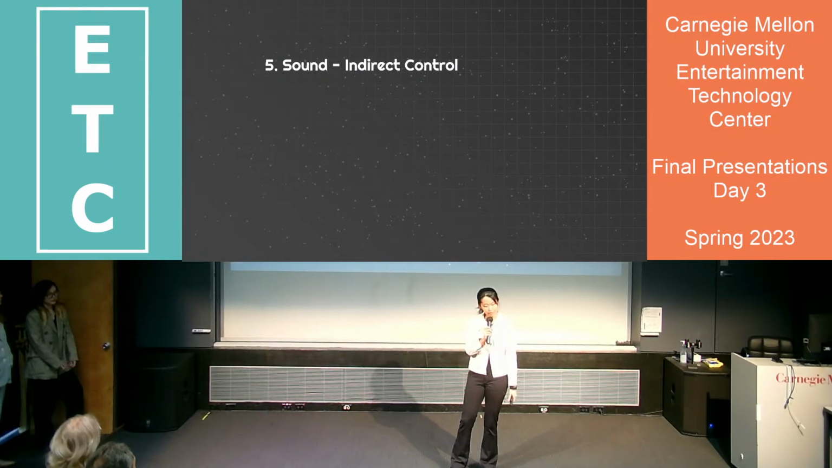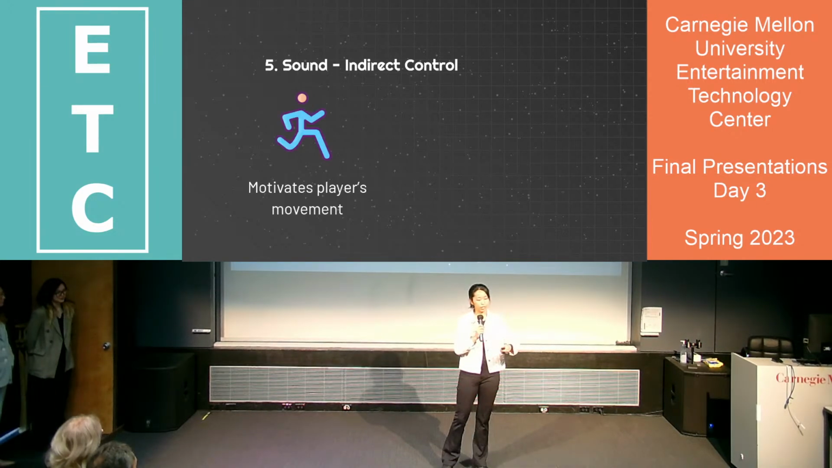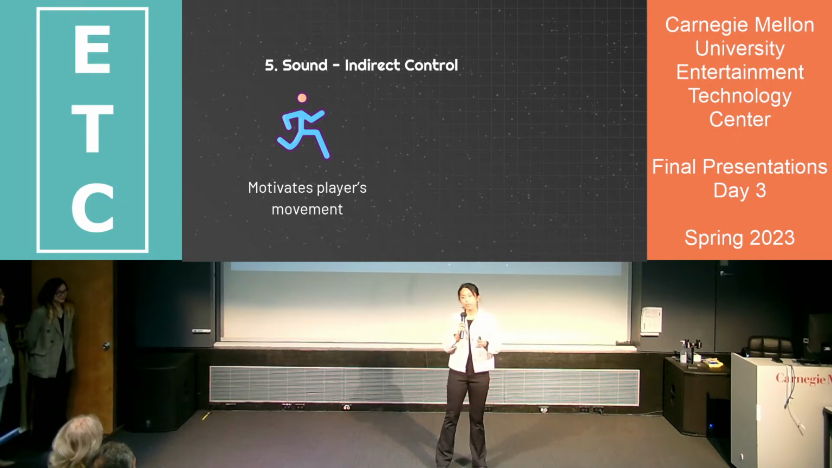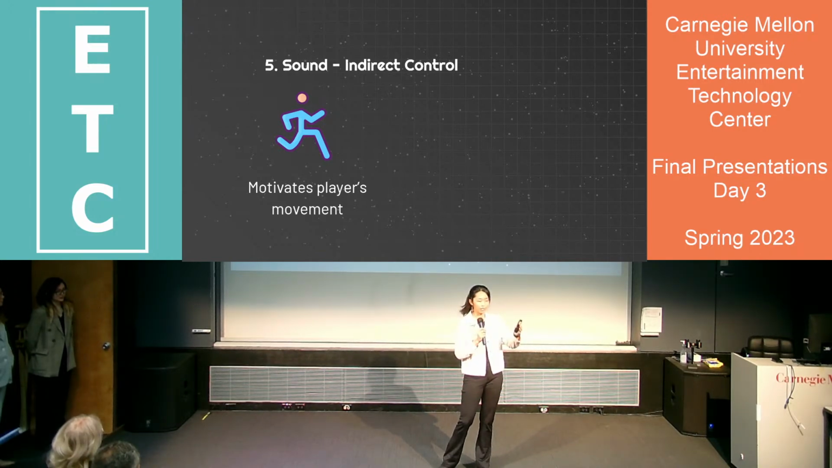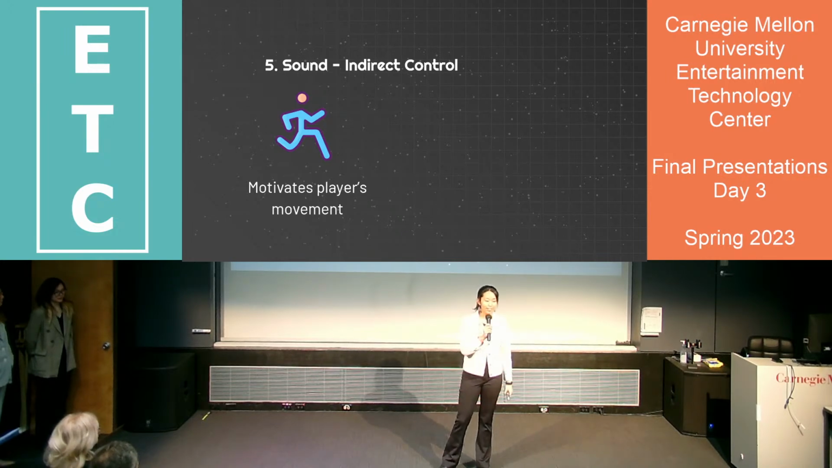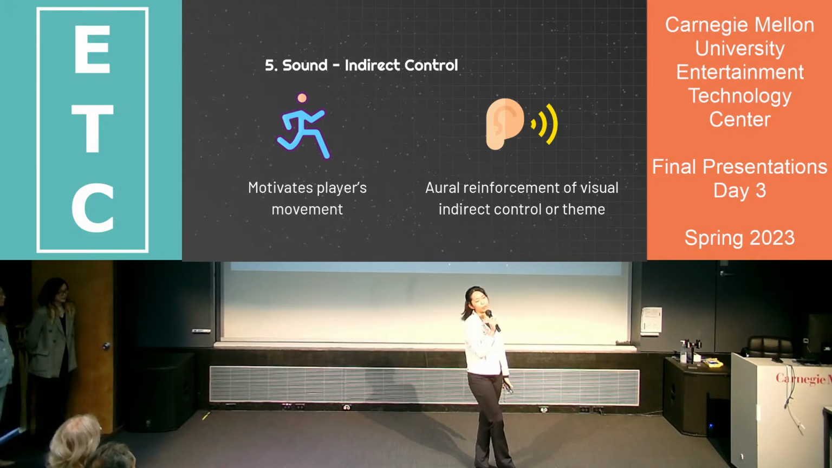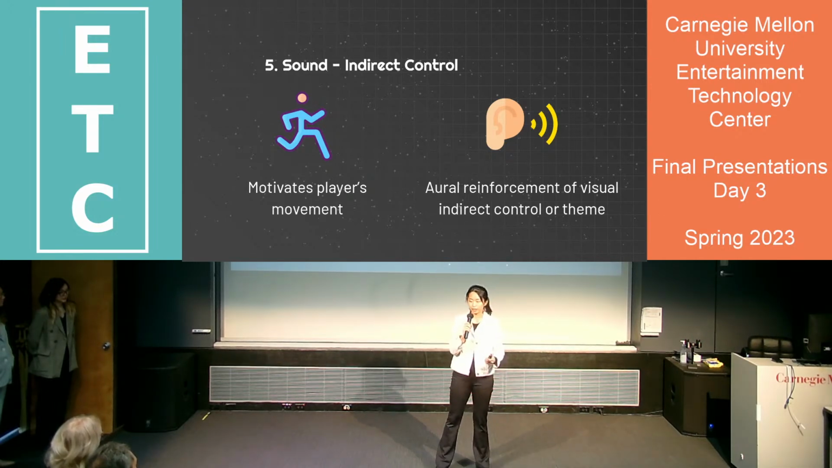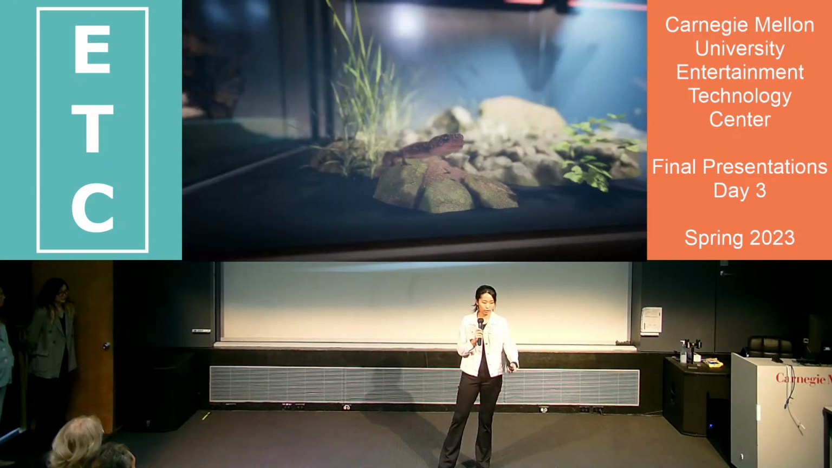And then indirect control. There's a very straightforward use of sound motivating players to move from area to area by music or voices in the distance, or even the AI telling you to go explore other rooms. And there's also the aural reinforcement of visual indirect control or themes that might have been missed by the players. So for example, under the theme of surveillance, some of the reptiles have camera eyes, which are fairly small, and that's where sound can come in to help draw the attention.